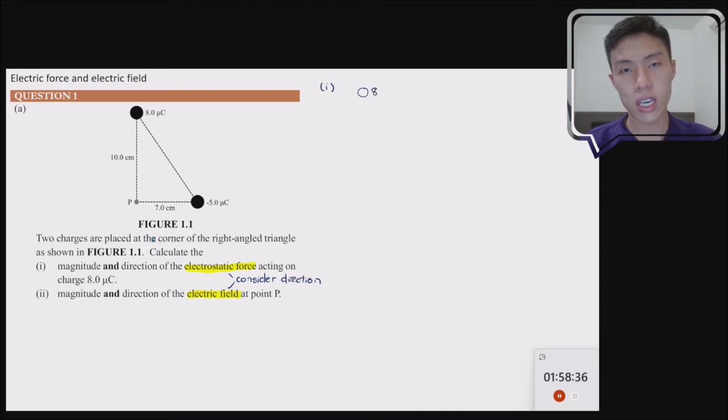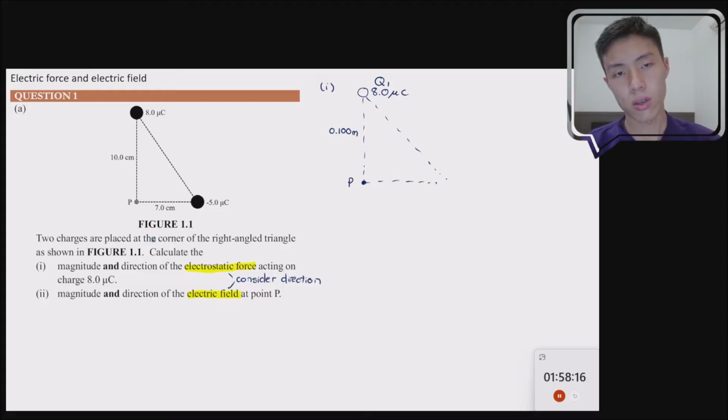So this is an 8 microcoulomb positive charge. I'm going to call it Q1. Okay, and this distance over here is 0.100 meter, and this distance here is not given, and you have point P over here, and you have this charge here to be negative 5 microcoulomb, which we will be calling Q2.